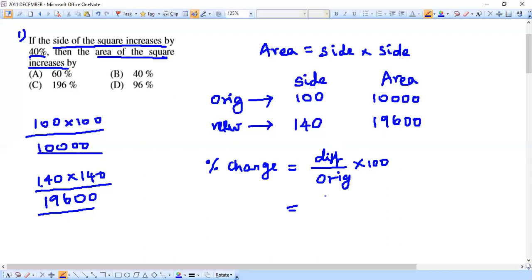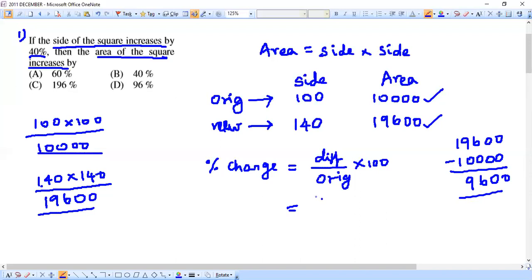So let's see what is the difference. See the original area and the new area. What is the difference between these two values? This is 10,000. This is 19,600. That means we have to take 19600 minus 10,000. This is the difference. Difference basically means subtraction only. So when we do minus, we'll be getting 0, 0. Here we get 6. Here we get 9. And 1 minus 1 would give us only 0.